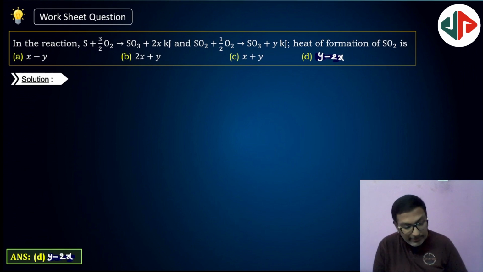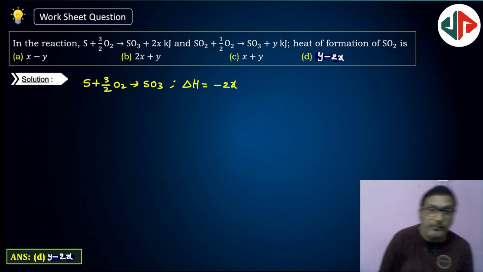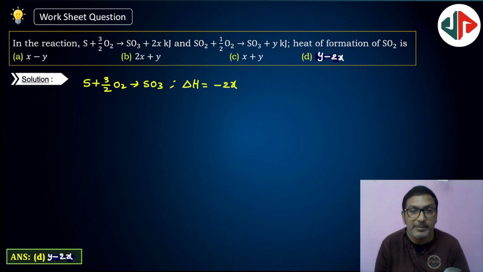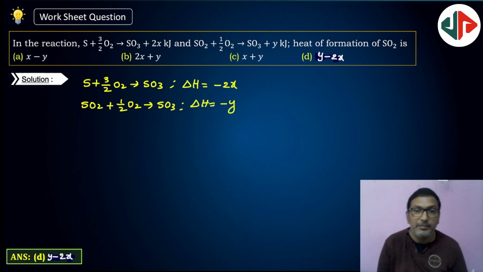This is a simple question only. So first I am writing the given equations. S plus 3 by 2 O2 gives SO3. For this, delta H is minus 2x. Exothermic reaction, therefore delta H must be negative. Next, second equation, SO2 plus half O2 gives SO3. For this also delta H is minus y. In an exothermic equation delta H will be minus.